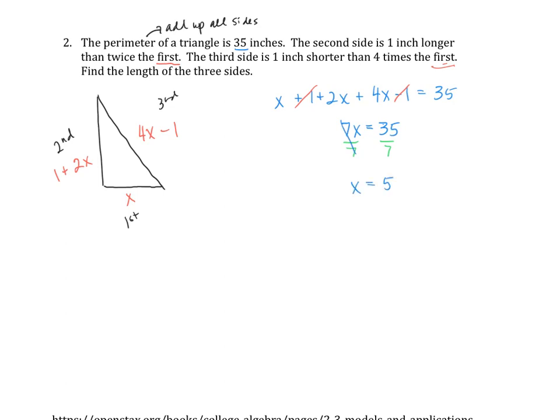So again, don't just stop there. It asks us to find the lengths of the 3 sides. So the first side, since that was x, is just going to be 5 inches. The second side, we'd have to plug 5 in for the x. So we have 1 plus 2 times 5, so that would be 11 inches. And then again, we'd plug in the 5 for the x here, so we'd get 20 minus 1, which is 19 inches. And you can verify if you add these up, you would get 35 inches.